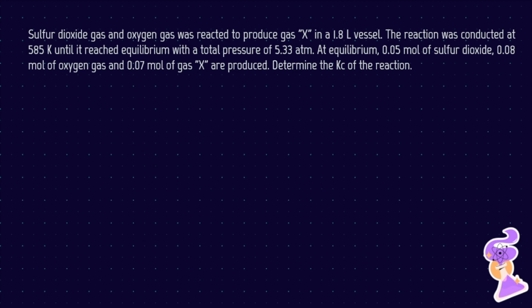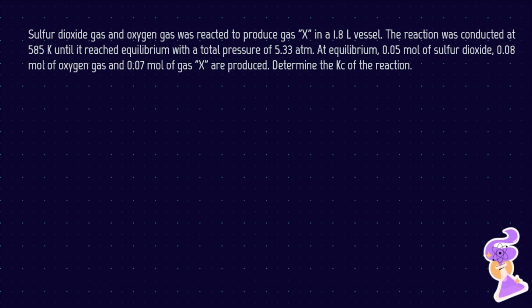Sulfur dioxide gas and oxygen gas was reacted to produce gas X in a 1.8 liter vessel. The reaction was conducted at 585 Kelvin until it reached equilibrium with a total pressure of 5.33 atm. At equilibrium, 0.05 mole of sulfur dioxide, 0.08 mole of oxygen gas, and 0.07 mole of gas X are produced. Determine the Kc of the reaction.